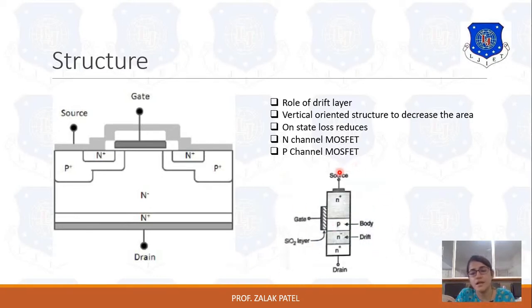Here you can see the terminals: source, gate, drain. There is a SiO2 layer between the P body and the gate, so the body and gate are not in direct contact. There should be a SiO2 layer for the N-channel MOSFET. You can also draw the P-channel MOSFET; for that you have a P plus layer, and the P minus layer acts as the drift layer for the P-channel MOSFET.